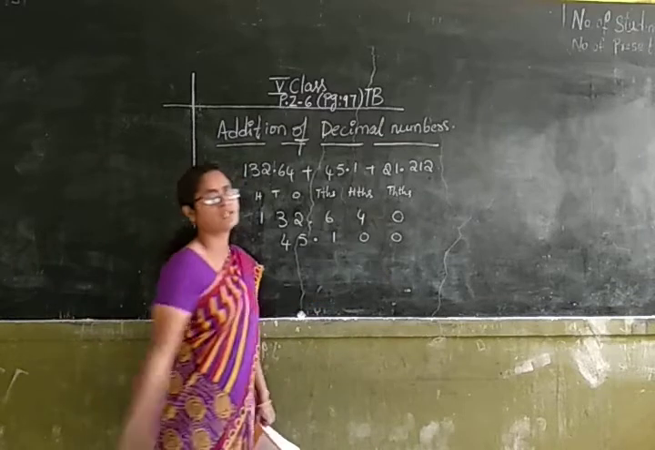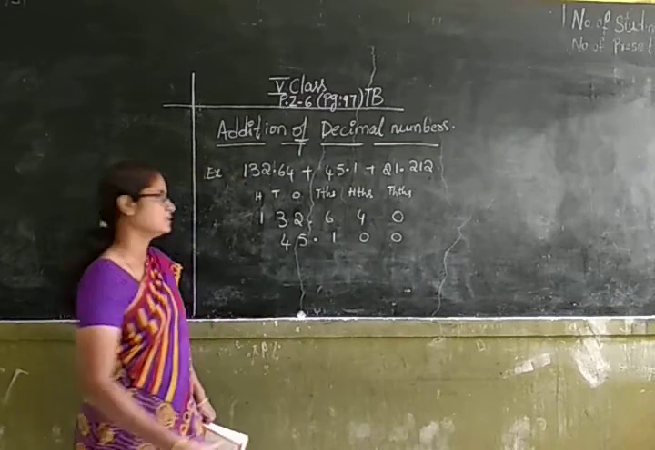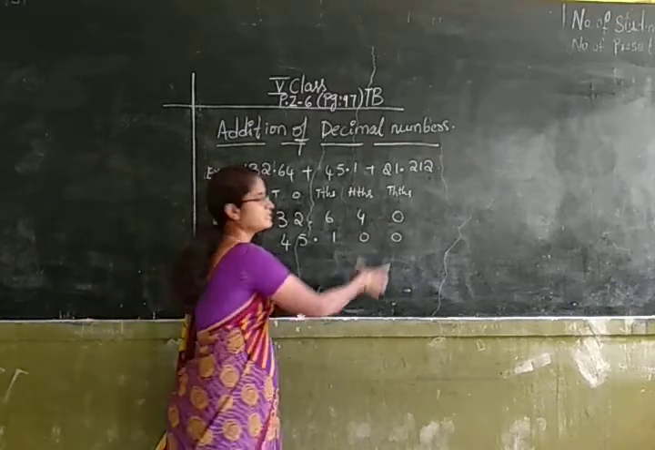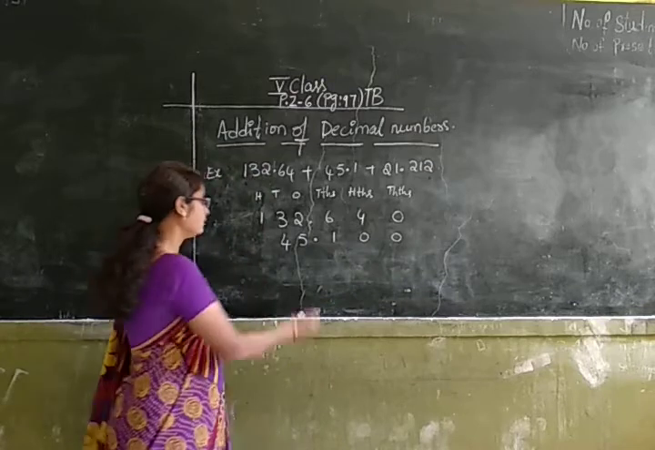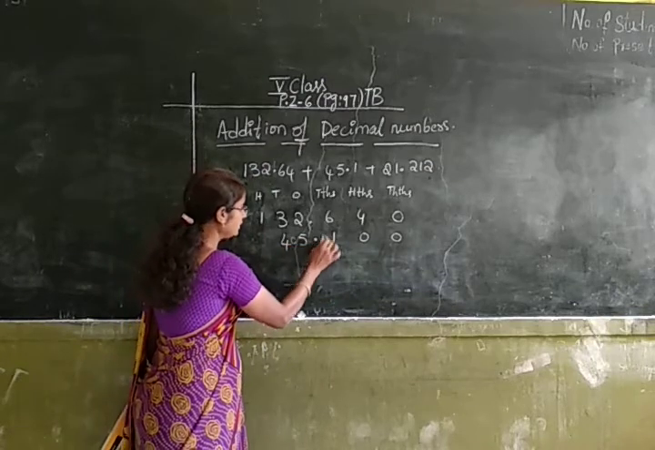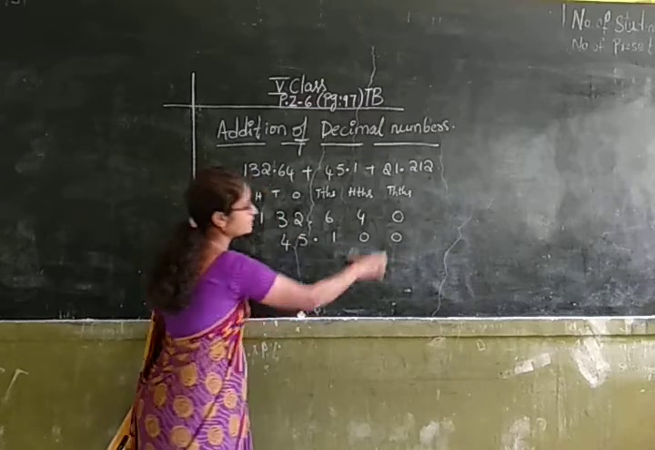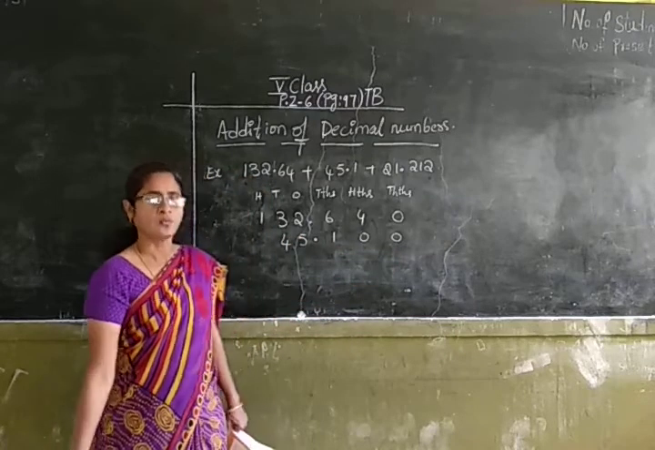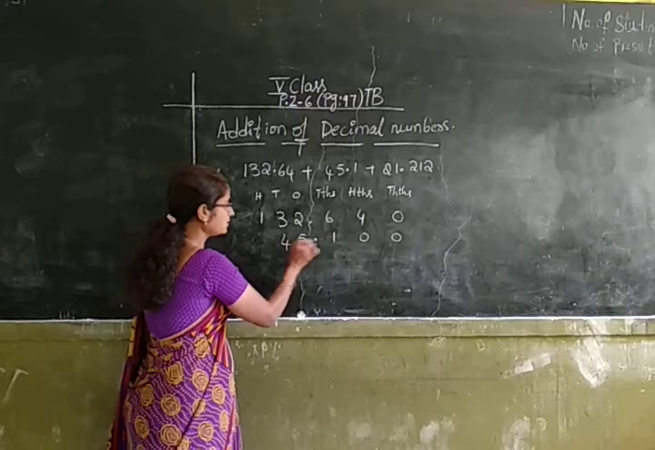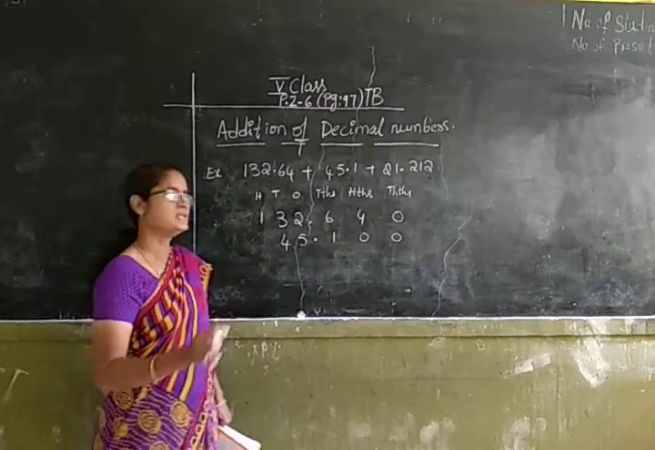Putting the zeros will help us to add the numbers easily. By putting the zeros at the end of the number, it does not change the value. But if you put zeros here in the middle, then the value changes. Putting the zeros at the end of the number does not change the value. But if you place a zero in the middle of the numbers, then its value will change.